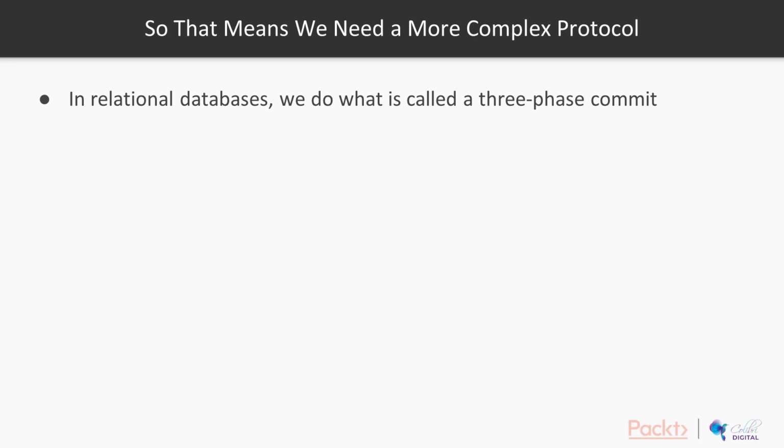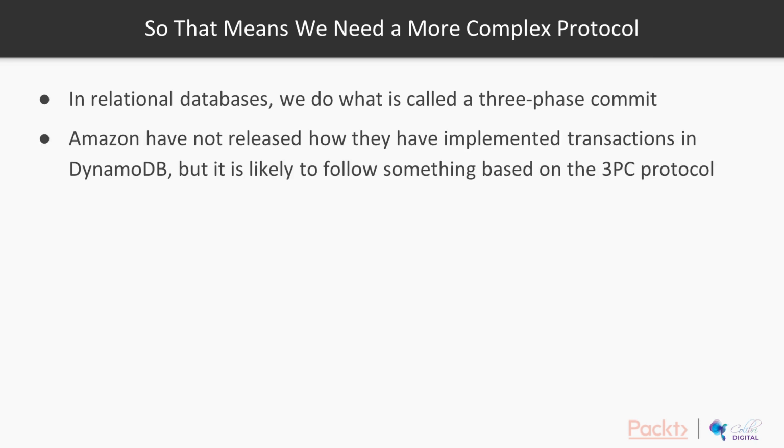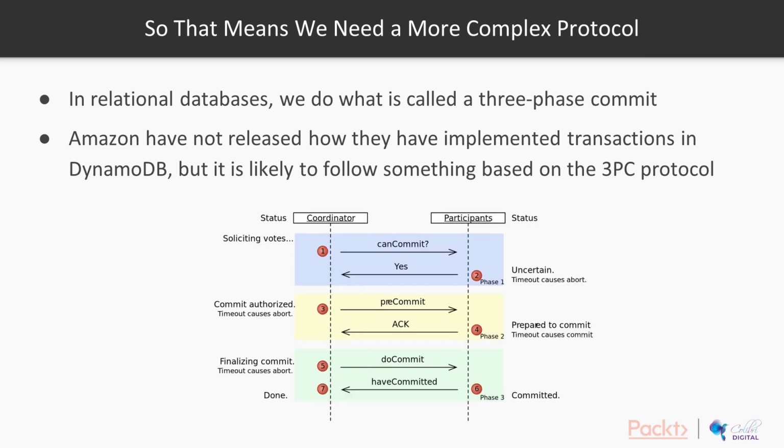So in a relational database, if we have multiple shards or multiple database engines, we perform what's called a three-phase commit. Now, Amazon haven't released how they've implemented transactions in DynamoDB, but it's very likely it follows something based on the 3PC protocol. So the way the three-phase commit works is that the database engine has to elect a coordinator node, and the coordinator node is responsible for making sure that the operation goes through successfully. So the first thing it will do is ask all participants if it can commit. This is after the transaction steps have been applied. If any of them don't respond, that's counted as a no. So a timeout causes the transaction to abort.